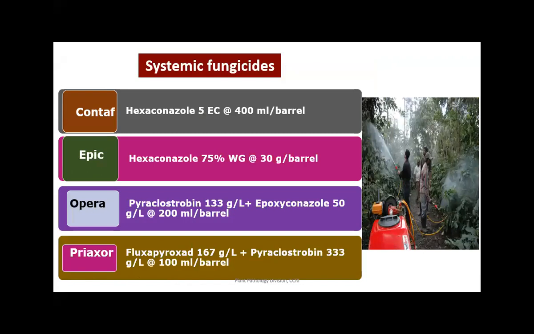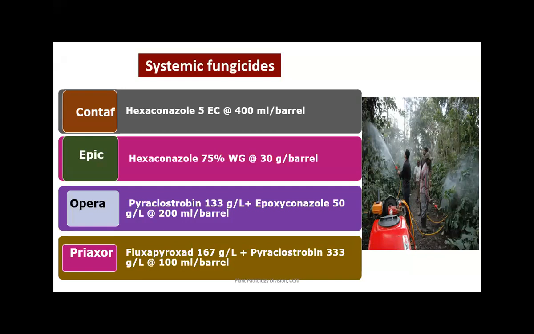Then in case of systemic fungicides, as all of us know, the planters are also using systemic fungicides to manage the coffee leaf rust in coffee plantations. We advise the planters to take up hexaconazole 5-EC at the rate of 400 ml per barrel. And EPIC, we have studied this, EPIC is a trade name, but it is also another formulation of hexaconazole. Hexaconazole 75% WG is in the water dispersible granular form, available in the form of 30 grams. We also recommend 30 grams per barrel.